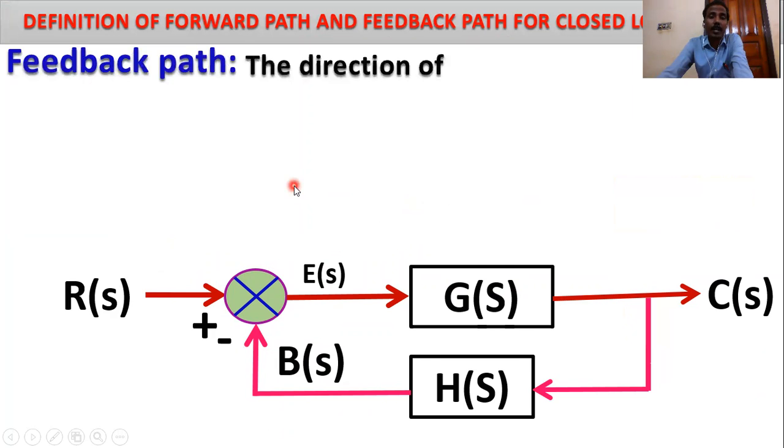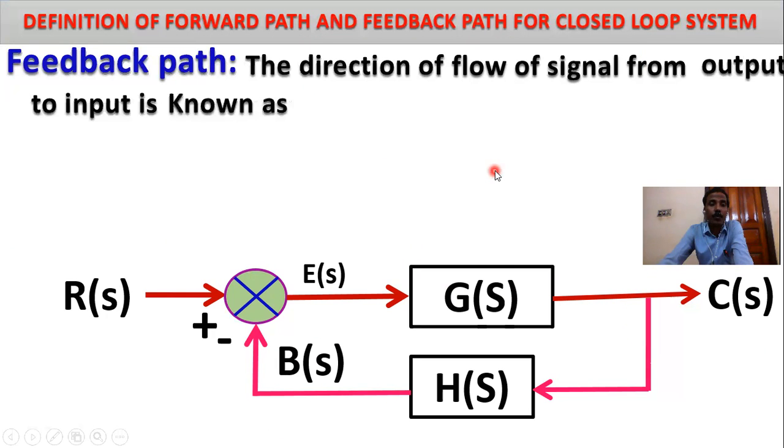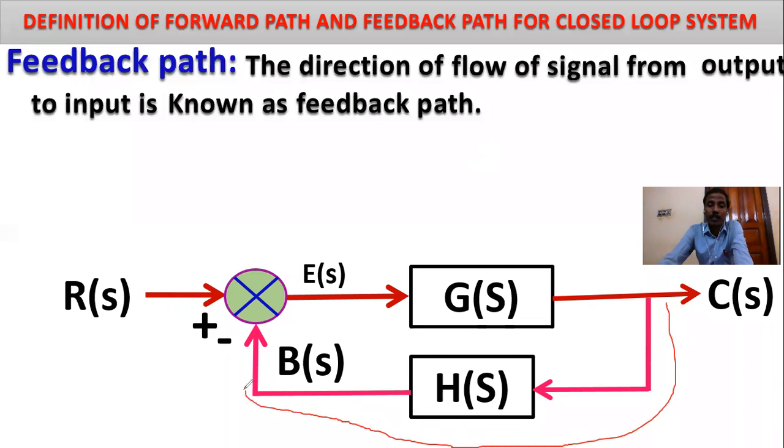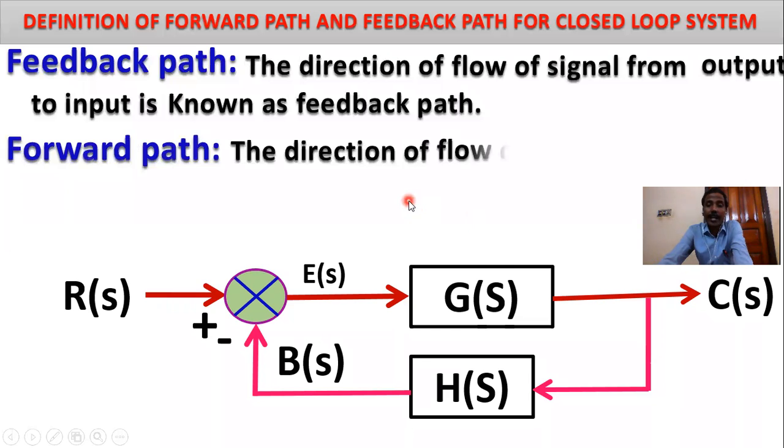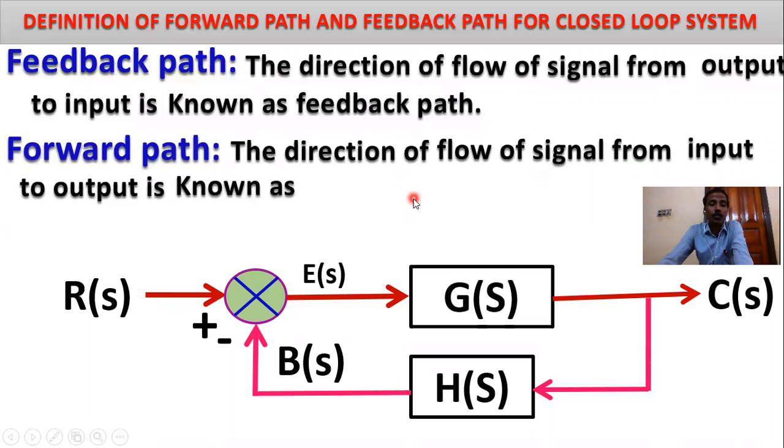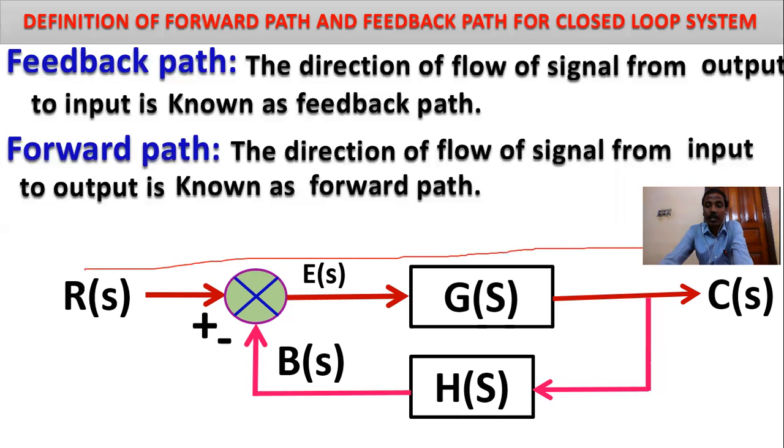So what is the feedback path? The direction of the flow of signal from output to input is known as feedback path. Then what is the forward path? The direction of flow of signal from input to output is known as forward path. So input to output direction is called the forward path.